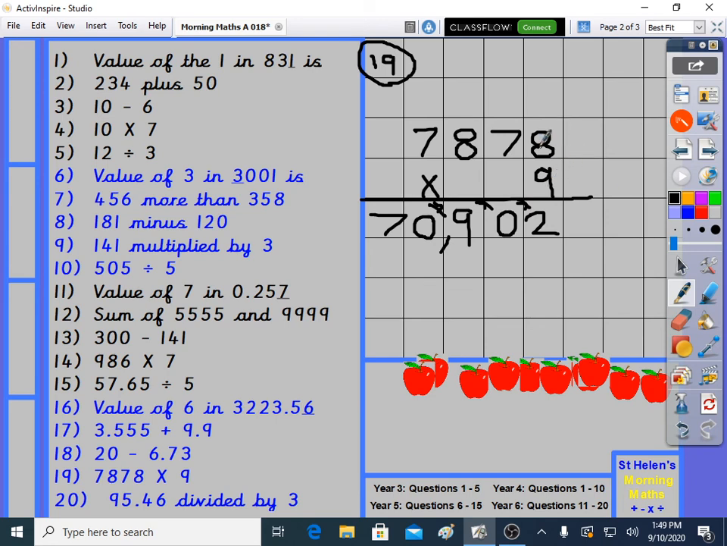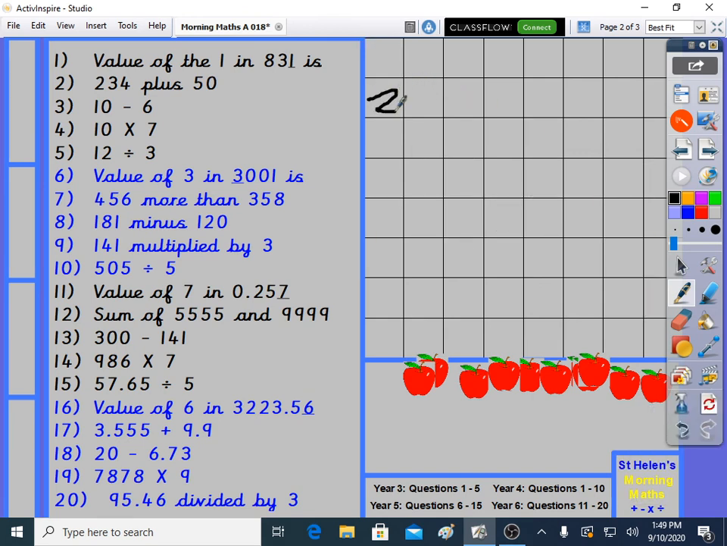I will check my times tables though. Oh, I'm struggling with this checking. 72. 63 plus 7 is 70. 72 plus 7 is 79. Looks right. Okay, let's go to question 20. 95.46. We're dividing that by 3. Line up the decimal point, don't forget that.